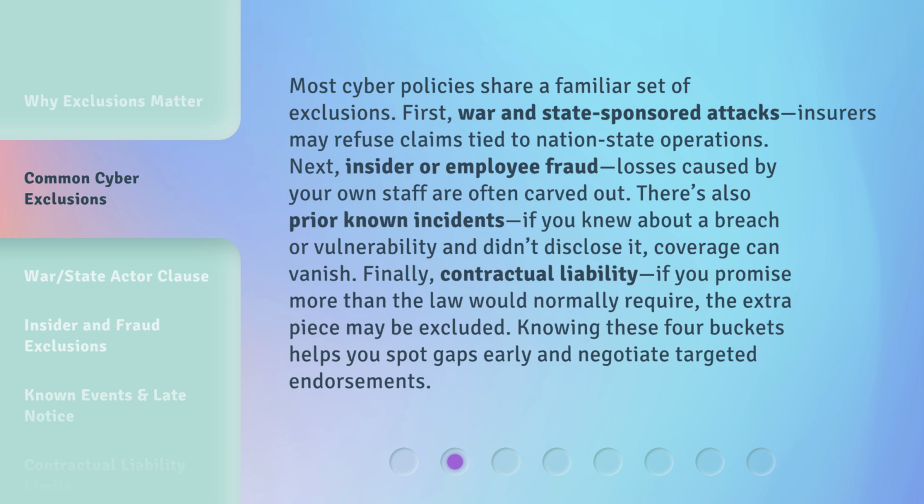Most cyber policies share a familiar set of exclusions. First, war and state-sponsored attacks. Insurers may refuse claims tied to nation-state operations. Next, insider or employee fraud. Losses caused by your own staff are often carved out. There's also prior known incidents. If you knew about a breach or vulnerability and didn't disclose it, coverage can vanish. Finally, contractual liability. If you promise more than the law would normally require, the extra piece may be excluded. Knowing these 4 buckets helps you spot gaps early and negotiate targeted endorsements.